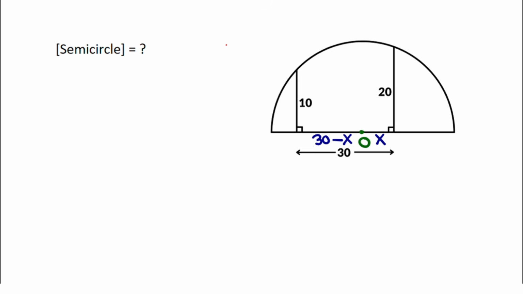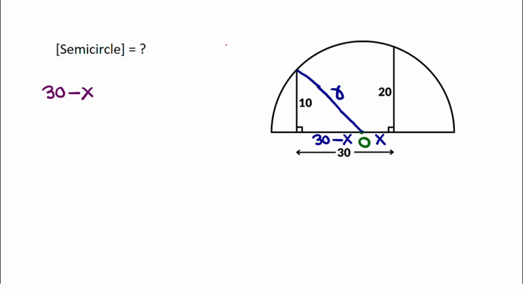Draw a line from the center O to the top of the left vertical. That line is a radius, so its length is R. Now, look at the triangle formed there. Height is 10. Base is 30 minus X. Hypotenuse is R. Use Pythagoras.